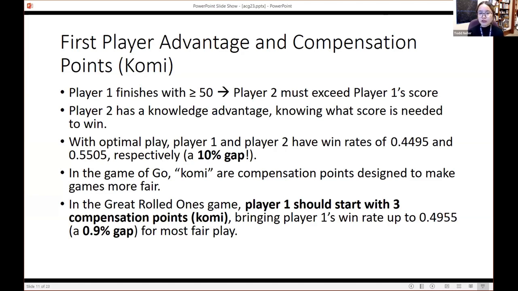Therefore, we want to introduce Kami, which are compensation points designed to make the game more fair. In our games, we suggest that player 1 should start with 3 compensation points, which will bring player 1's win rate up to around 49.55% and reduce the gap between the two players to around 0.9%, which is not that bad, right?